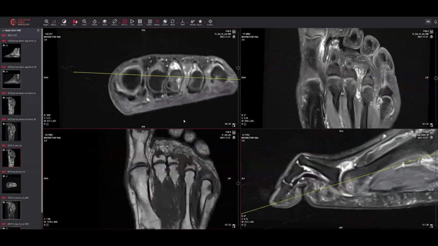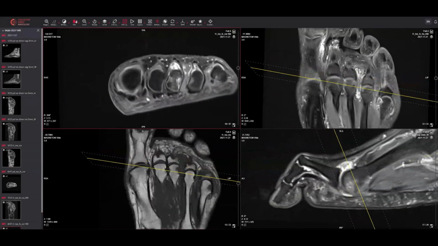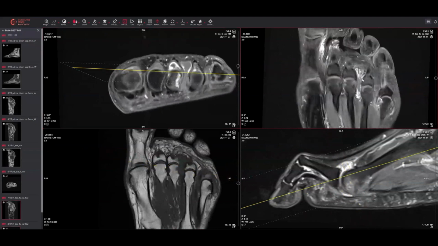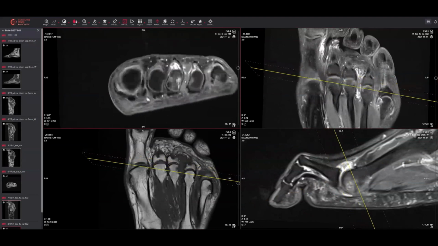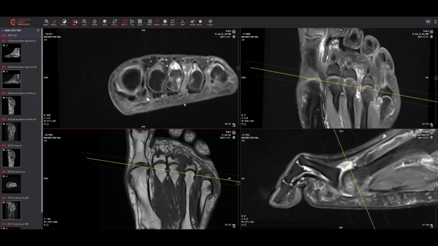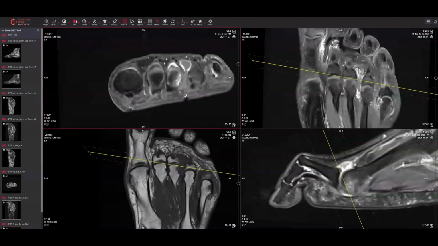In this case, we're assessing this large M3, M4 interdigital lesion, with all the features of an enlarged interdigital nerve. And we're now assessing again the difference between a neuroma and the non-neuromatous lesions. Those non-neuromatous lesions would be seen in association with the plantar plate tear, and like some Morton's neuromas, may have intermediate signal intensity on T1 and T2 weighted images.